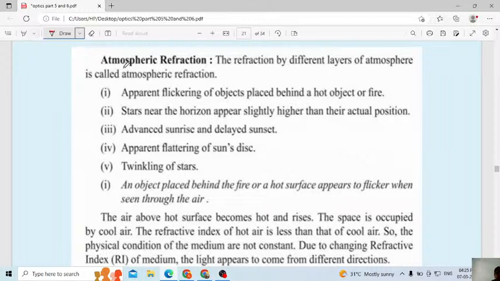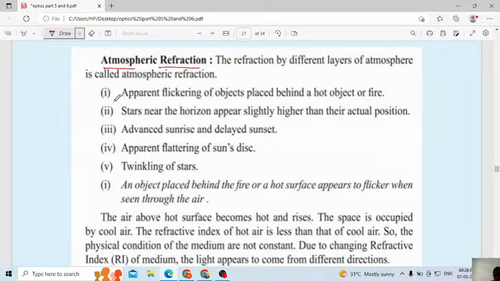Then next one, atmospheric refraction. The refraction by different layers of the atmosphere is called atmospheric refraction. What is meant by atmospheric refraction? Already I told you, the earth has different layers. In different layers, how the refraction will happen. Next, apparent flickering of an object placed behind a hot object or fire. These are a few examples of how atmospheric refraction happens.